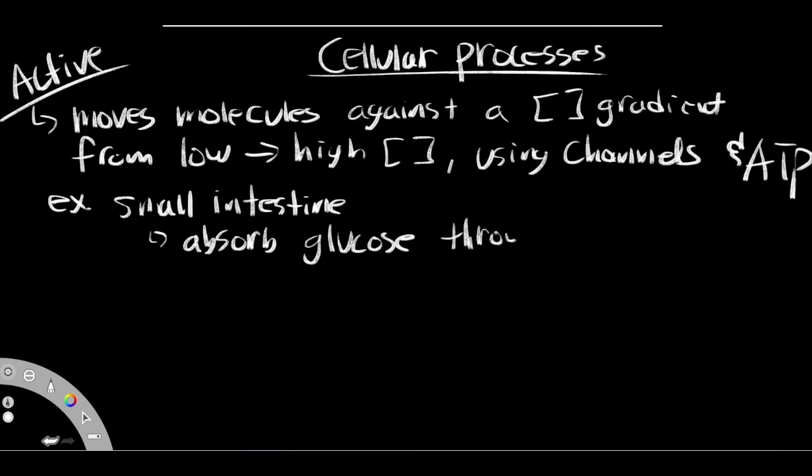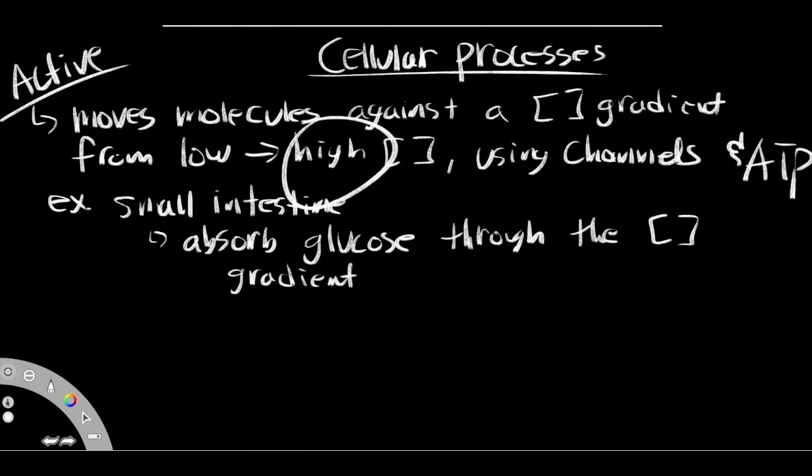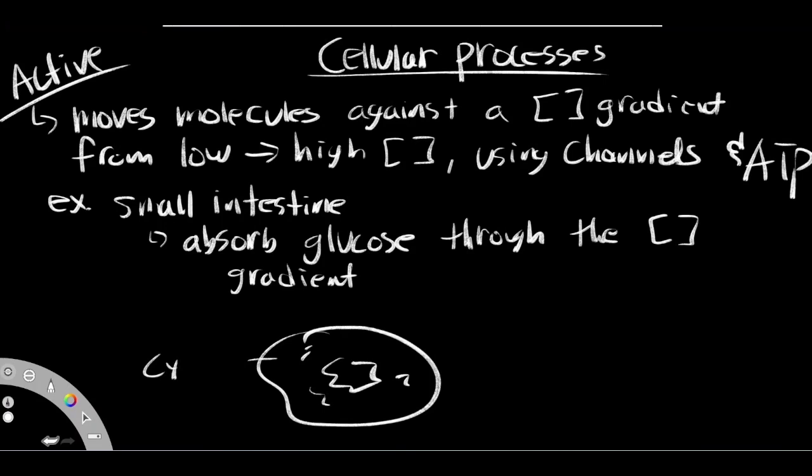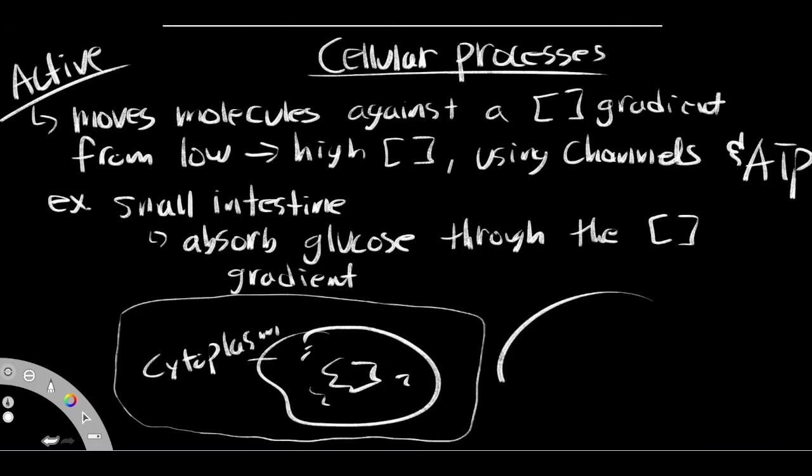it has to go through the concentration gradient. And it needs to go from a low to high concentration. It's very difficult to do, so it needs ATP. It requires that ATP for that to happen. So let's say this is your cytoplasm. And the outside area here is, let's say, your intestinal space. So let's say that there's a lot of glucose.